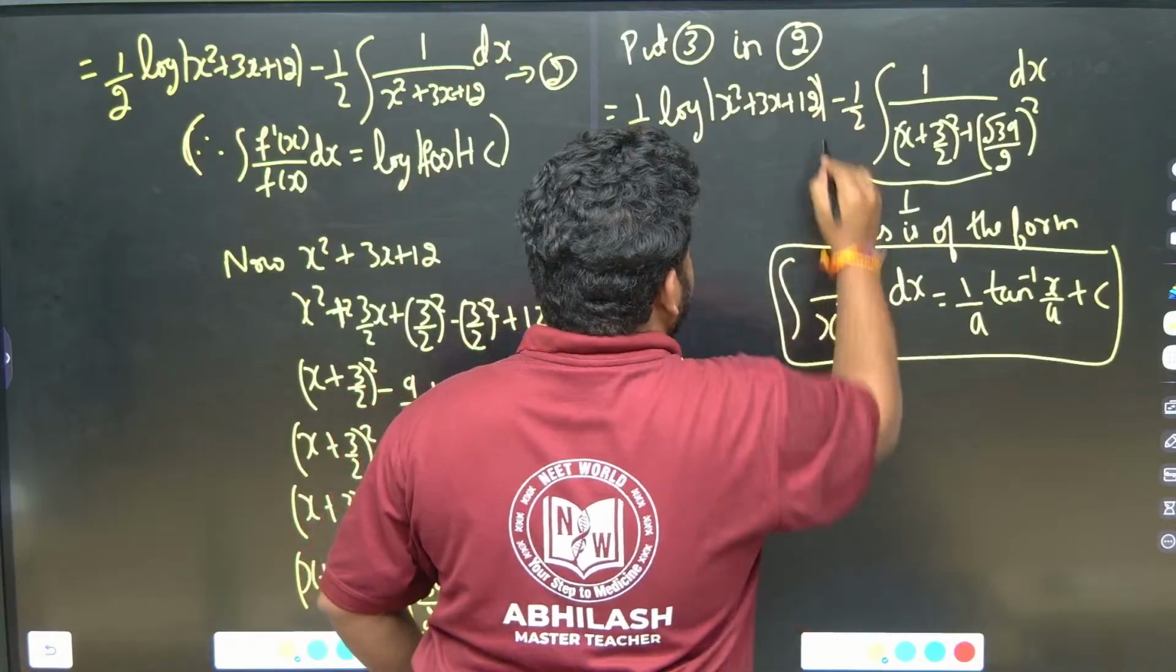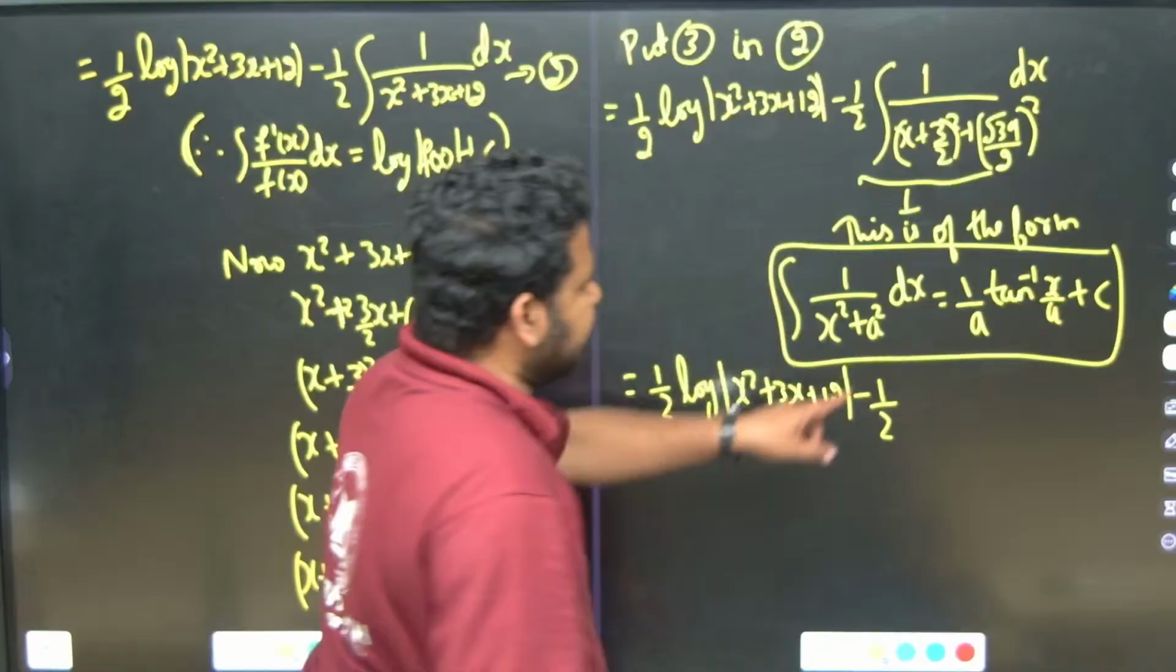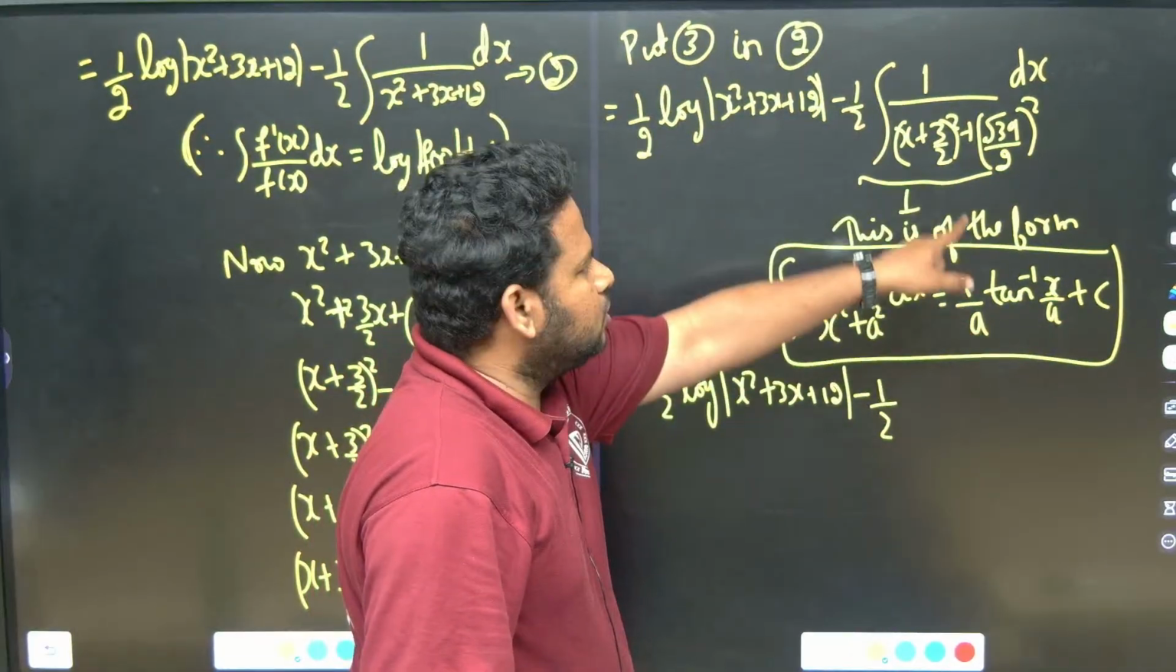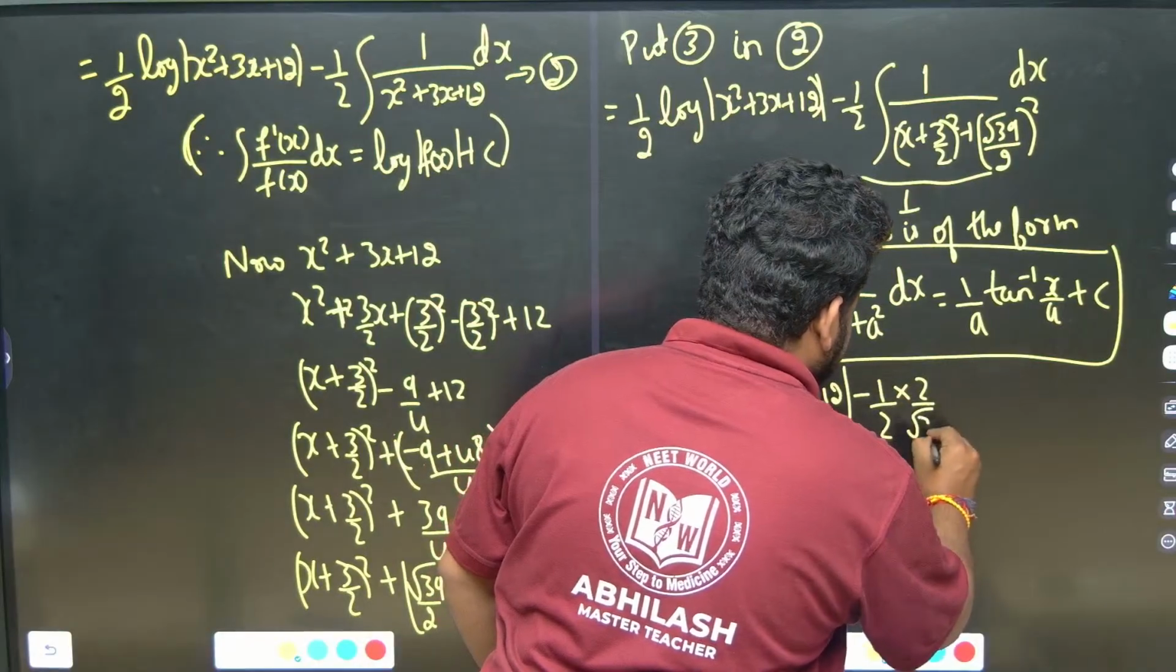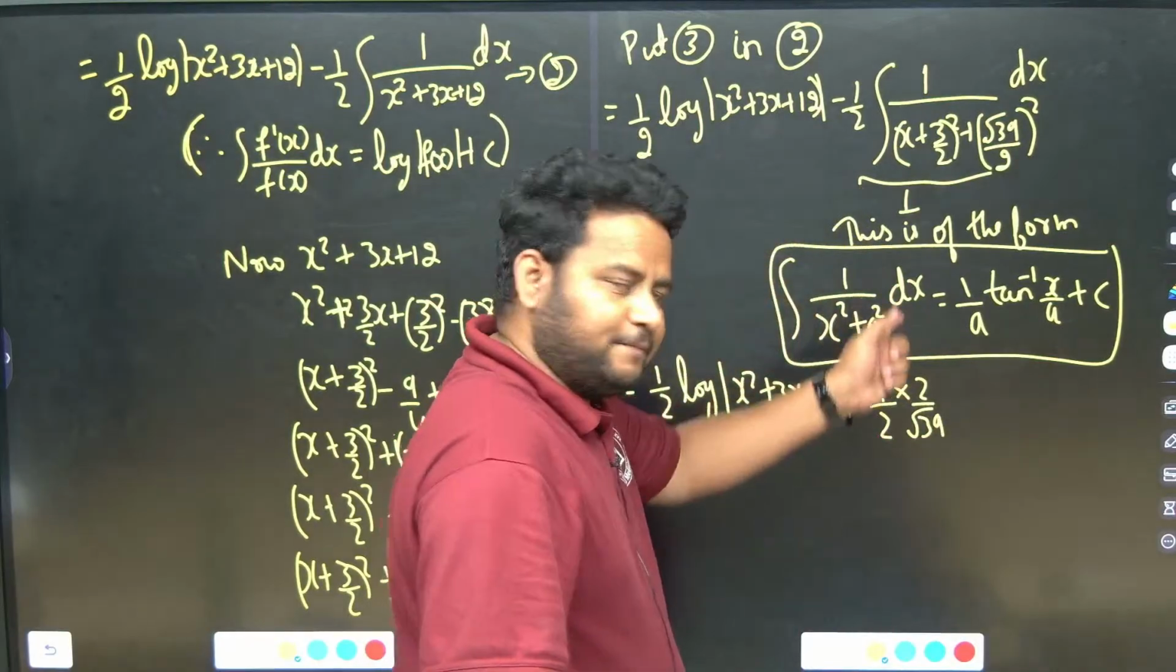Okay, this is modulus minus 1 by 2 into 1 by a. 1 by a means root 39 by 2, correct? So 2 will go up, so into 2 by root 39. I am writing it directly.